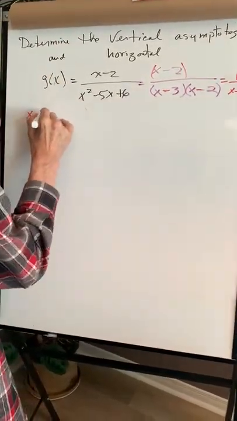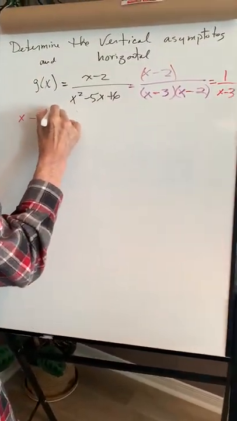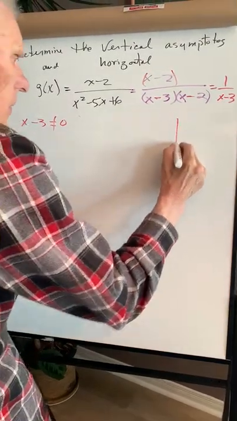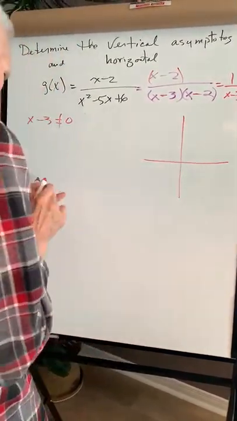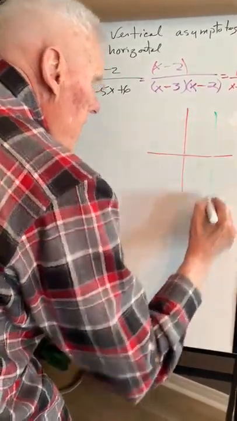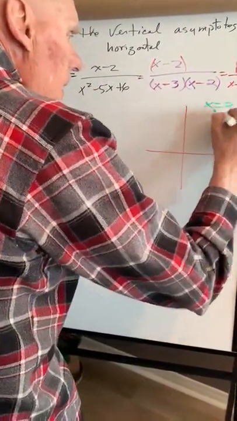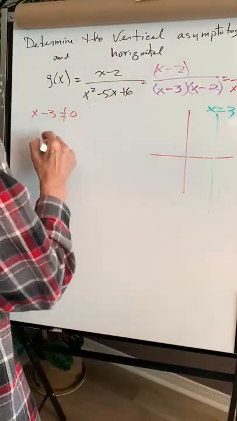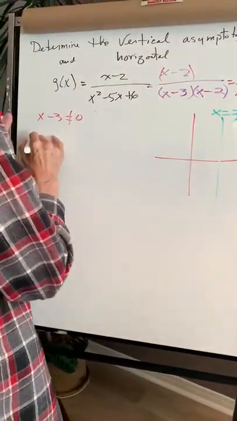So now we see that x minus 3 in the denominator can be 0. So when I go to sketch that curve, x is 3, it can't be there, okay? So what happens to the right?